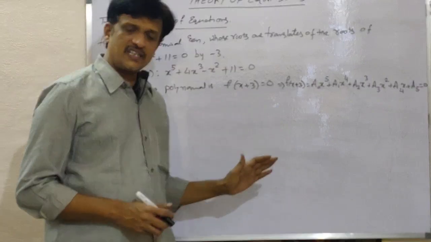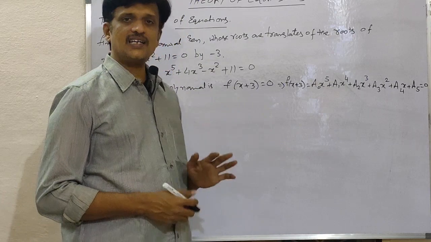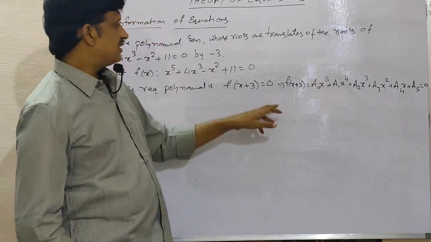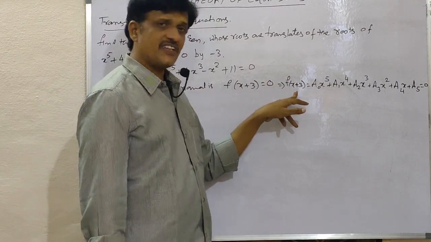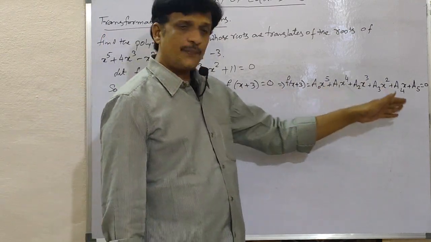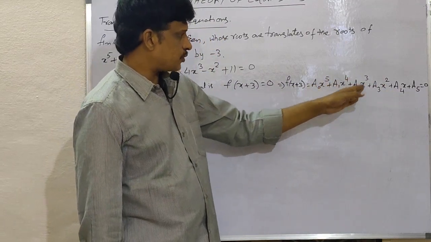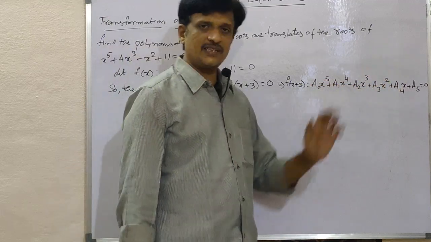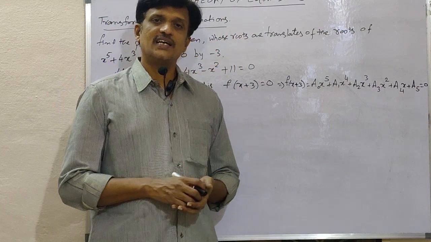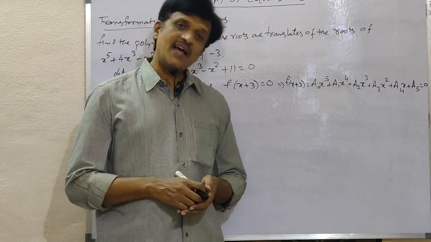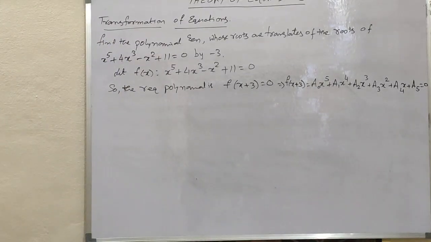Instead of writing those expansions, we are going to write this f of x plus 3 by using Horner's method, the synthetic division method here. That is, f of x plus 3 equal to 0 is the required polynomial. To obtain this f of x plus 3, let the required polynomial be a0 x power 5 plus a1 x power 4 plus a2 x cube plus a3 x square plus a4 x plus a5 equal to 0. Now we are going to derive these constants, the coefficients a0, a1, a2, a3, a4, a5. How to find this? I'll explain this.